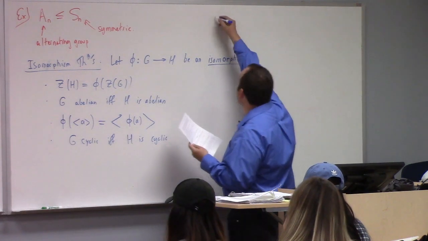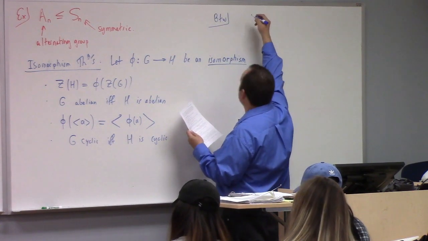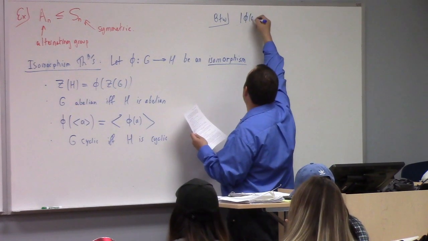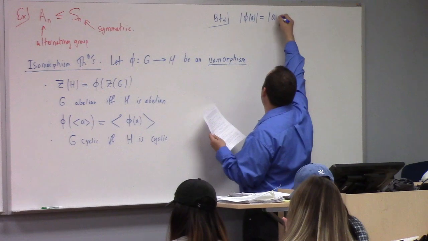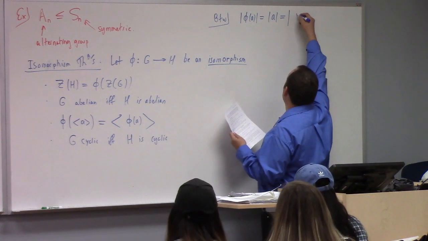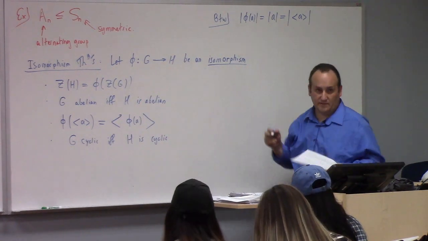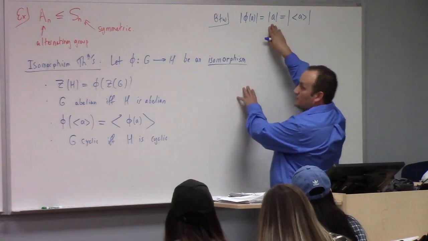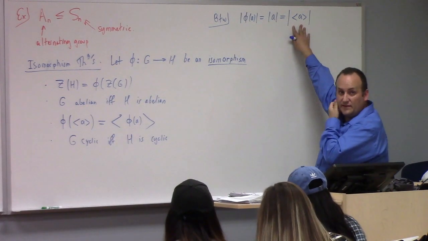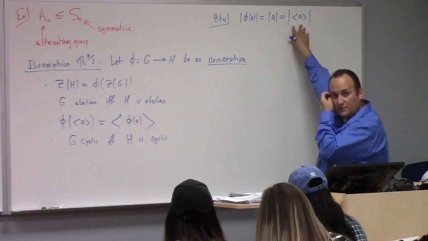By the way, the order of phi of A equals the order of A, and that's also equal to the order of the cyclic subgroup generated by A. Do you understand the difference between these symbols? Here, this is the order of the element. The order of the cyclic subgroup generated by A is the same. You could prove that.